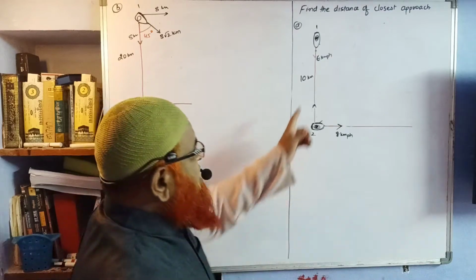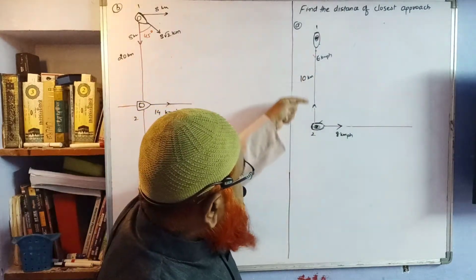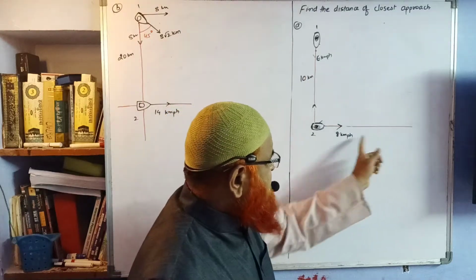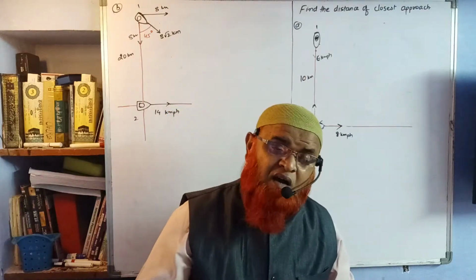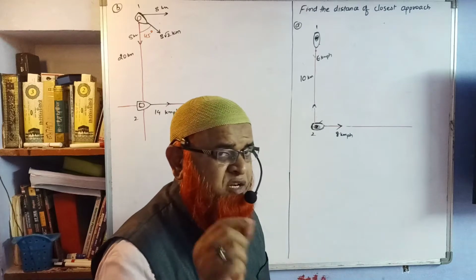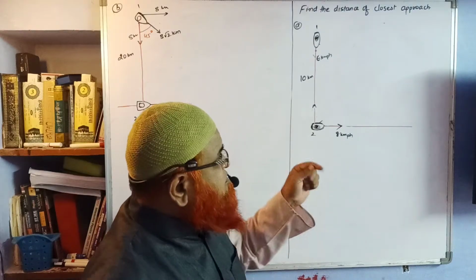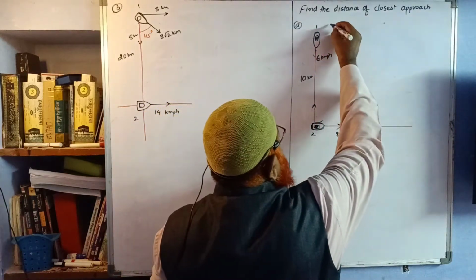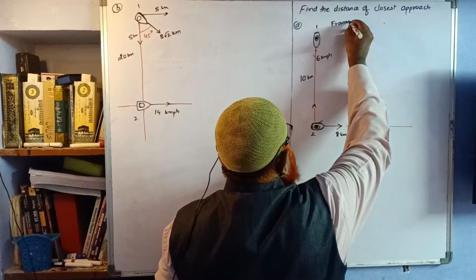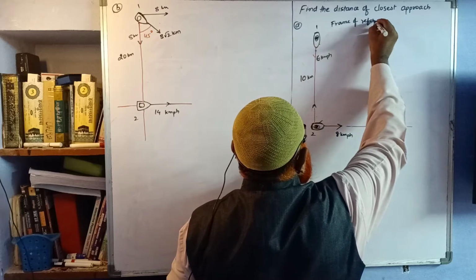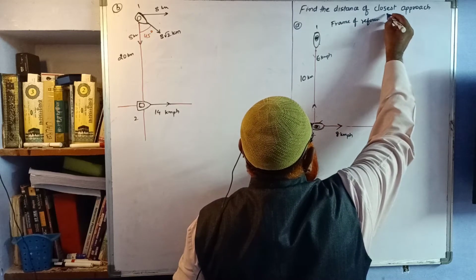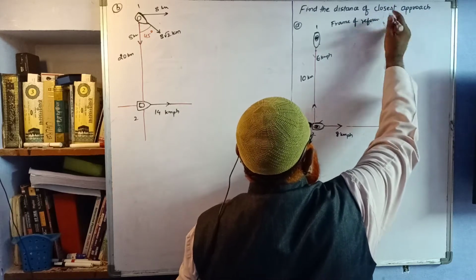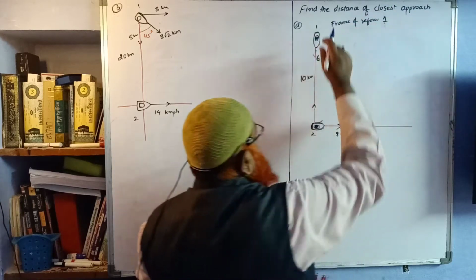Let us see what is going to happen now. This boat is coming down with a speed of 6 kilometers per hour. This boat is moving to the right side with a speed of 8 kilometers per hour. Now you need to do one thing. You need to imagine that you are sitting at this place. So what is the meaning of frame of reference? You consider ship 1 as the frame of reference.